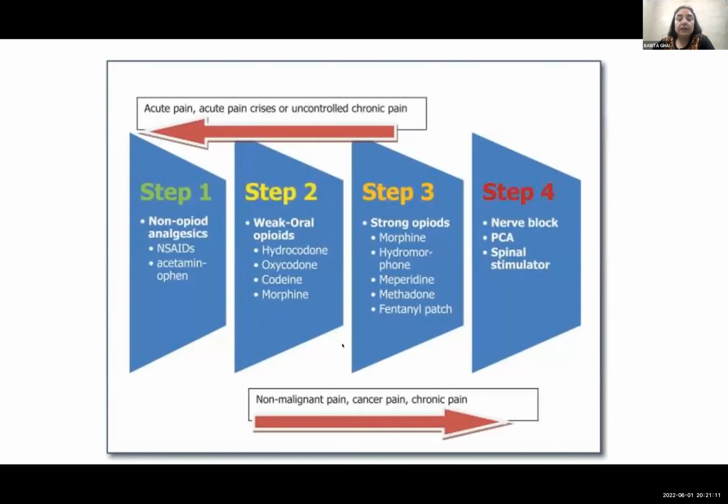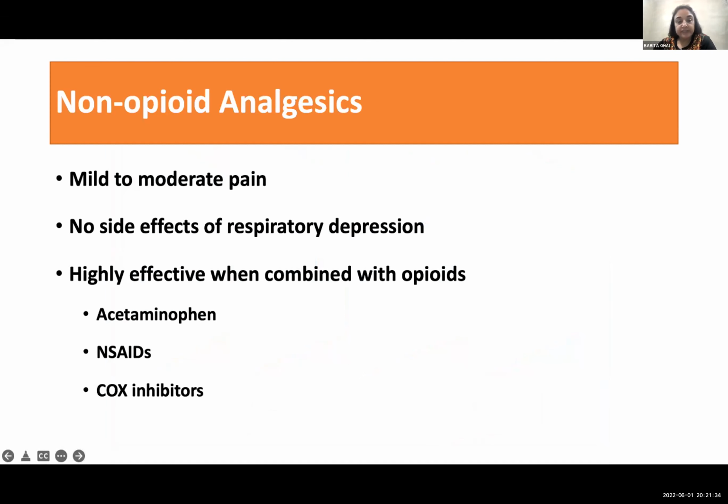The WHO ladder, which is being used universally, is also being applied to pediatric pain management. For acute pain management, when the severity in the acute postoperative period is high, we go from strong opioids to weak opioids, in conjunction with NSAIDs and acetaminophen. For non-malignant cancer pain, we go from step 1 to step 4. There are various non-opioid analgesic modalities which are available, which can be used for mild to moderate pain. No side effect of respiratory depression is seen because of that.